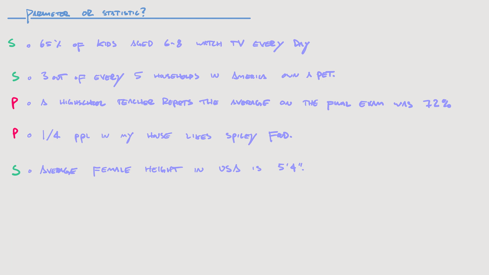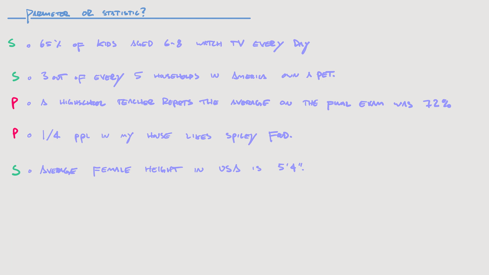The fourth one says 1/4 of the people in my household like spicy food. That's a parameter. There's only 4 people in my household. I'm the only one that likes spicy food. So I surveyed the entire population whose opinion I wanted in my study. Right? That's the census of my house.